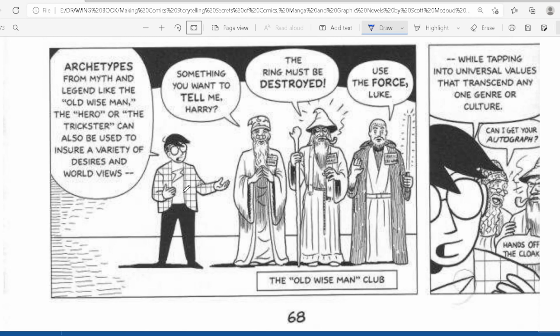Archetypes from myth and legends, like the old wise man, the hero, or the trickster, can also be used to ensure a variety of desires and worldviews.